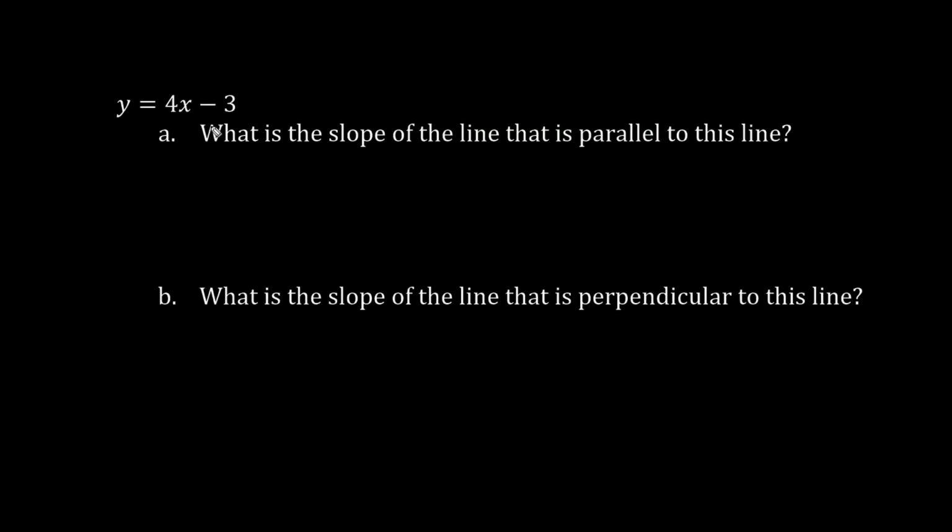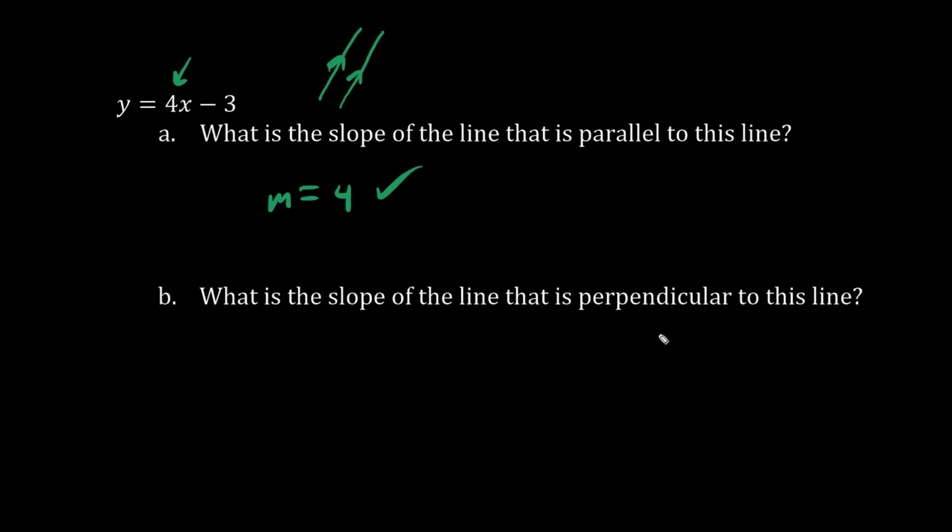Y equals 4x minus 3. What is the slope of the line that is parallel to this line? Here m, the slope, equals 4. It's uphill. Now the idea of parallel means we have the same slope. So the slope that is parallel is 4.